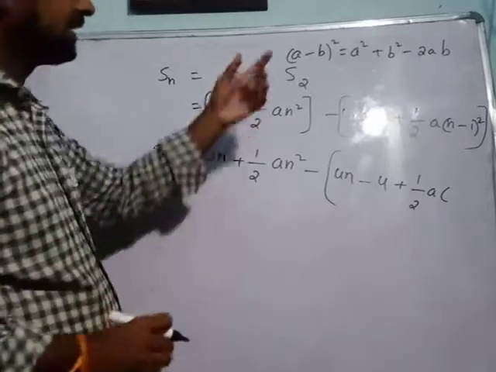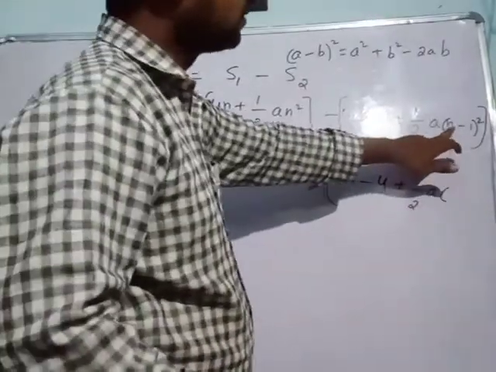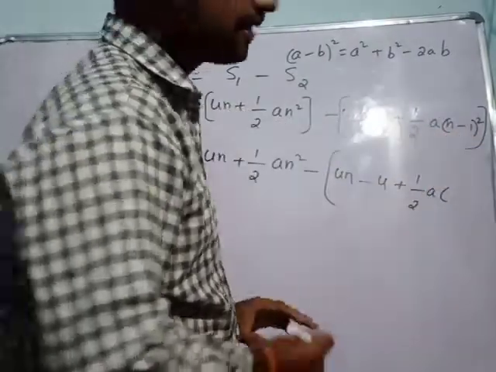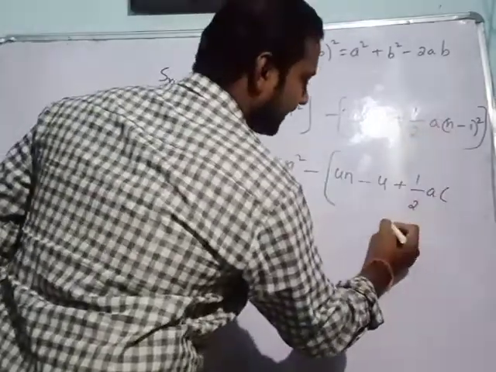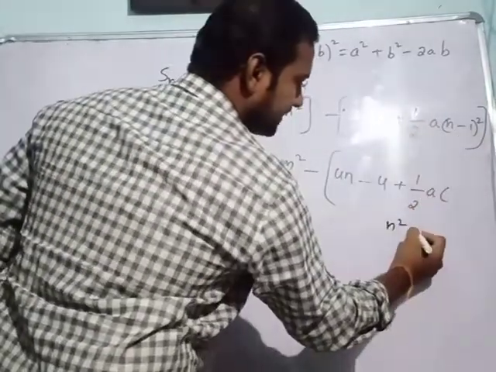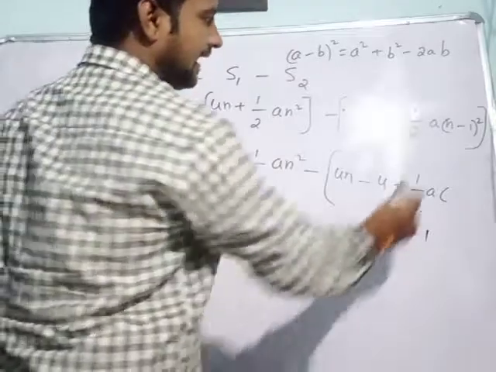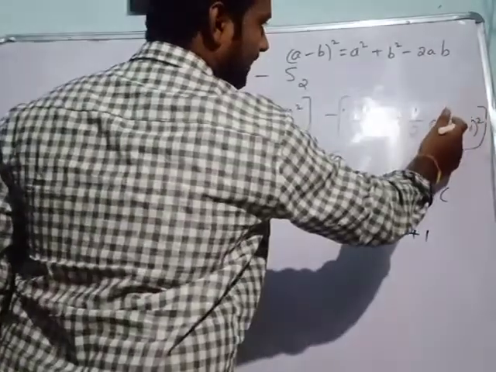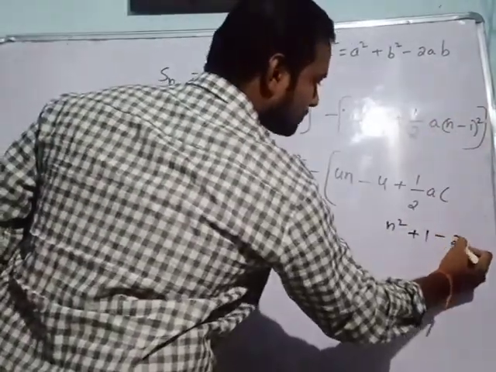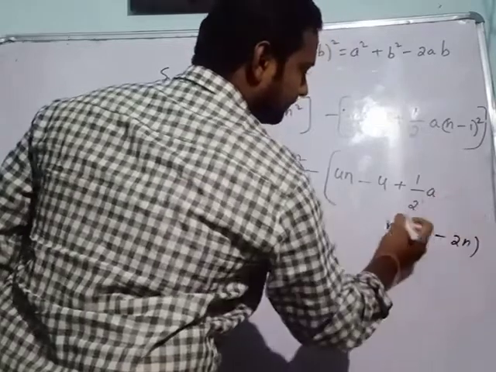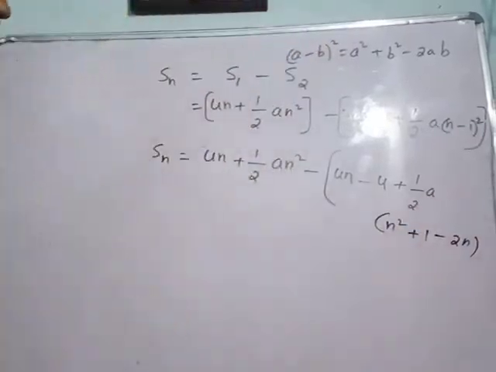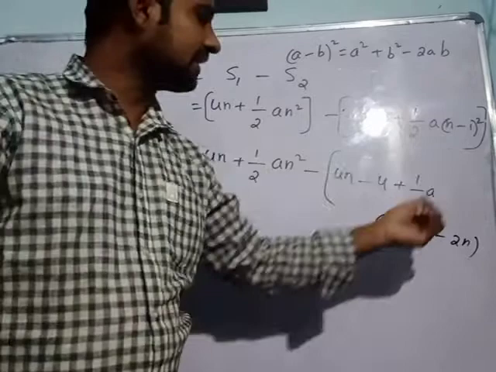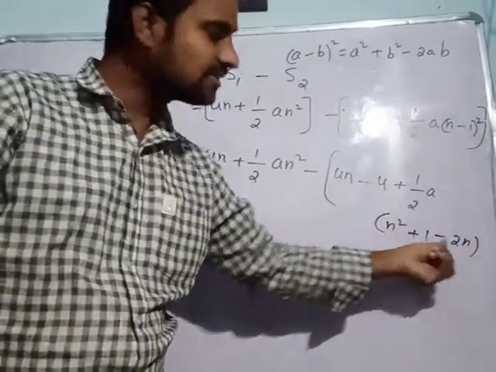Clear? So by using that formula, expand this one. a square plus b square minus 2ab. So here a square is equal to n square, b square is equal to 1 square, 1, minus 2ab, 2 into n into 1, so minus 2n. Clear? So a minus b whole square expansion. So n minus 1 whole square is equal to n square plus 1 minus 2n.